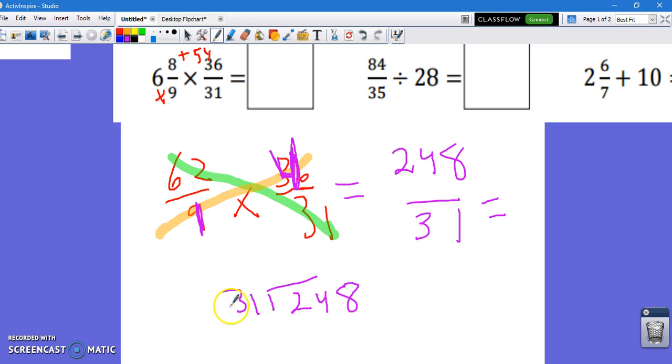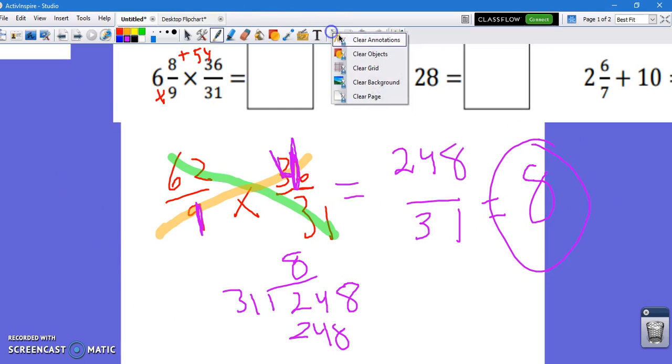Okay, use a calculator if you need to. 31 will go to 248 how many times? Okay, if you did it with the calculator, guess what? It's going to come up with 8 with no remainder. So that means 8 times 31 is 248. And your final answer is simply 8.